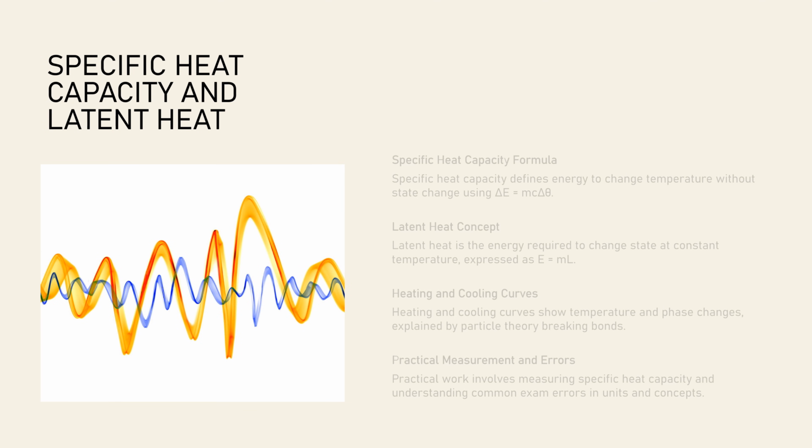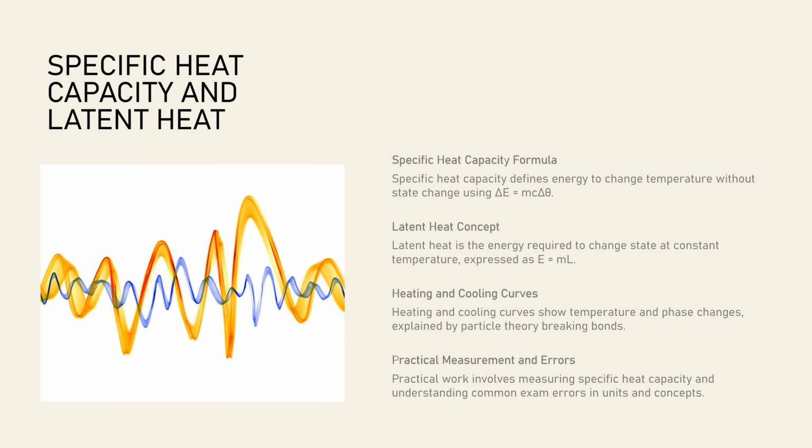Specific heat capacity and latent heat quantify how much energy is required to change the temperature or state of a substance. The specific heat capacity c is defined by the equation E equals mcΔθ, where m is the mass and Δθ is the change in temperature. This equation applies when there is no change of state.